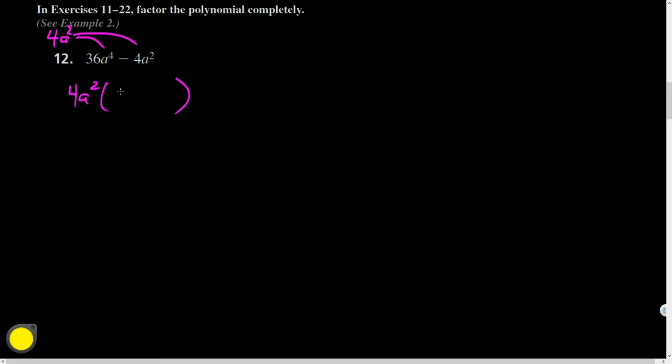So 4 times 9, I'm told, is 36. A squared times a squared would give me that a to the 4th. And minus 1. And notice, this does have me thinking about that difference of squares pattern. The inside there is further factorable.